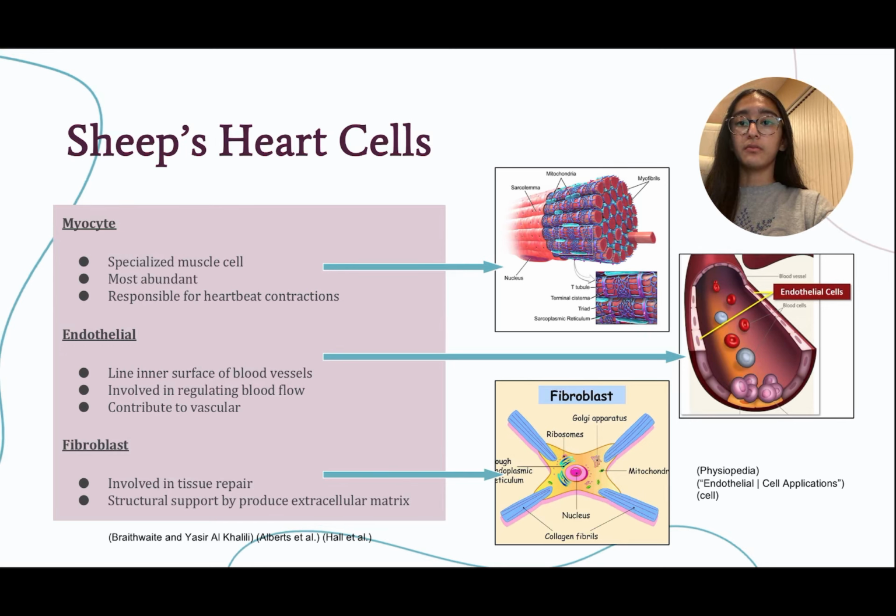Specialized cells that are in sheep's hearts are myocyte, endothelial, and fibroblast. Myocytes are specialized muscle cells. These are involved with the heartbeat contractions, and they're generally the most abundant. They're like the cardiac muscle, but more specific. There's also the endothelial cell. This is the inner surface of the blood vessel, and this contributes to vascular health, regulating the blood flow and keeping the vascular health up. Finally, there's the fibroblasts. These are involved with tissue repair, and they provide structural support by producing the extracellular matrix.